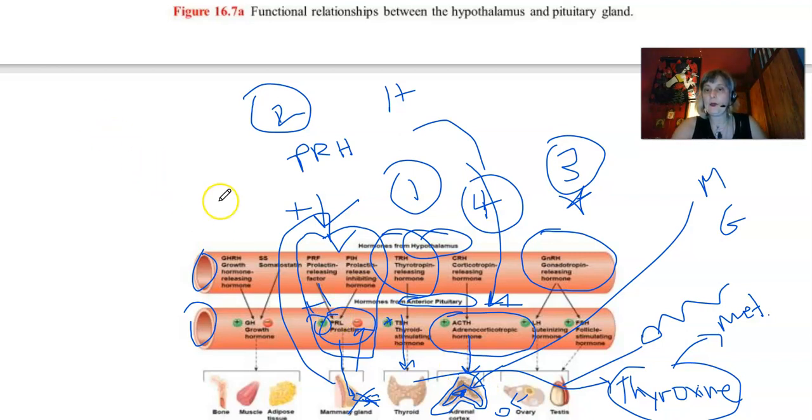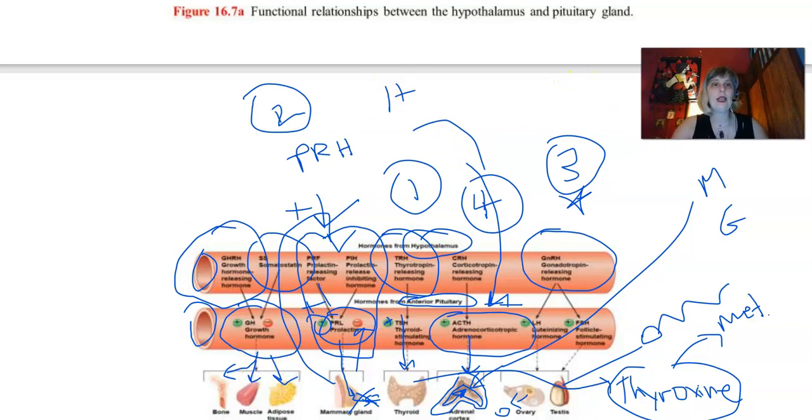All right, and then the next one is growth hormone, and I'm going to go over these in detail. Growth hormone is a very simple one. Growth hormone releasing hormone from the hypothalamus stimulates the anterior pituitary to release growth hormone, not just in puberty, but throughout your life to maintain and increase bone growth, muscle growth, and fat.